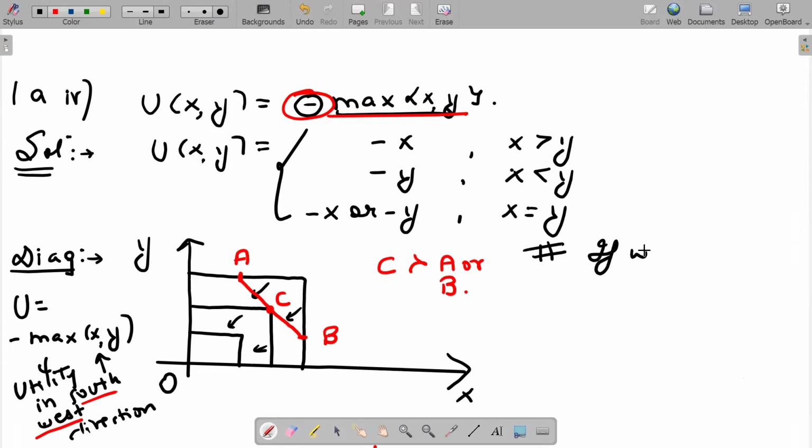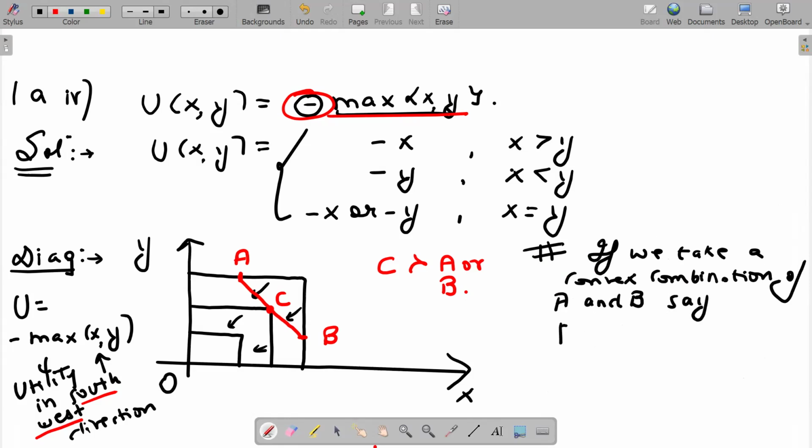If we take a convex combination of A and B, say point C, it lies on a higher indifference curve. It lies on an indifference curve with higher utility.